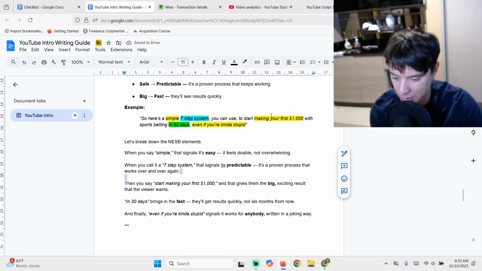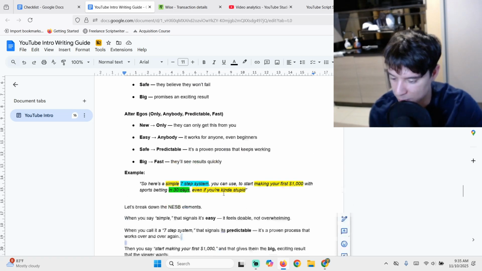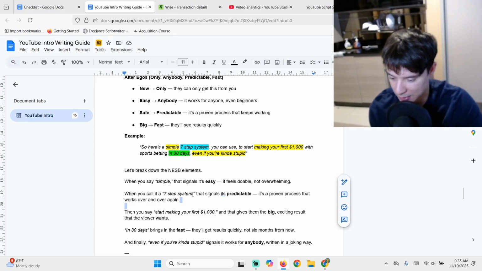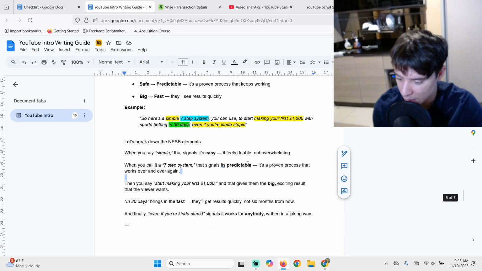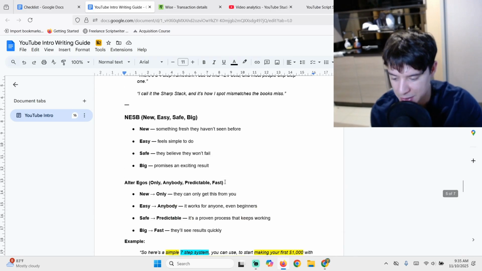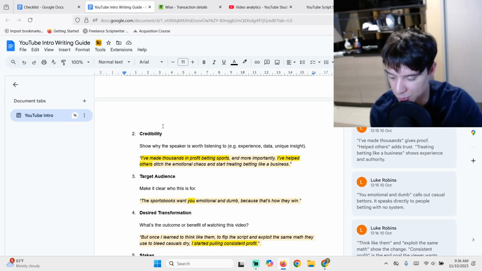So the elements are highlighted there, but as you can see in this one line, there were 5 elements used of this new, easy, safe, big. And you don't want to overdo it. You don't want to just put in 1,000 of these things. You just sprinkle them throughout. And as you watch videos now, you start to notice that they all have these elements sprinkled throughout. So yeah, those are the elements. These are the bonus ones. You don't need to include all of these. You basically treat this as a checklist, right? You have the 7, which you want to have in every video.